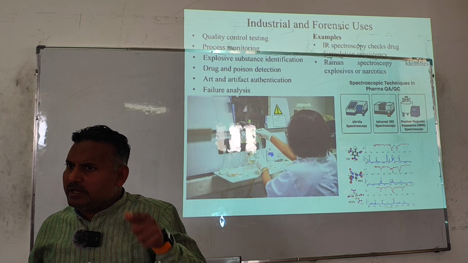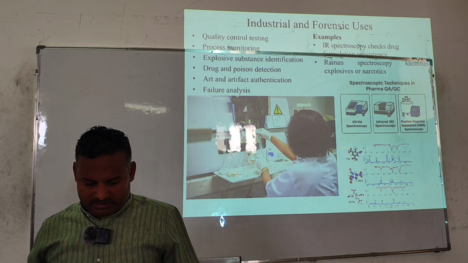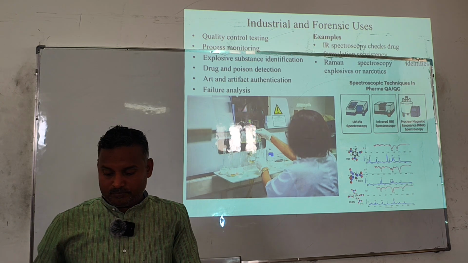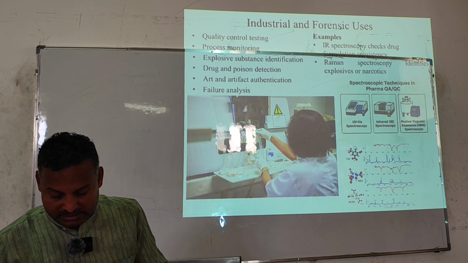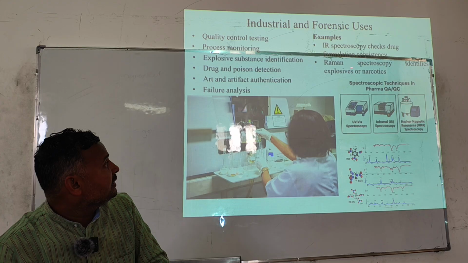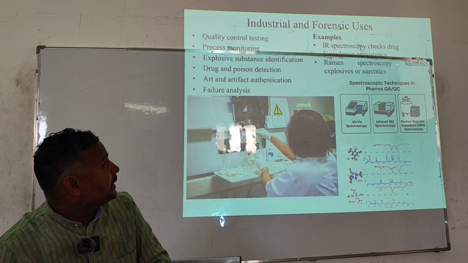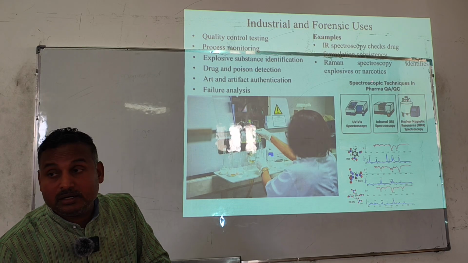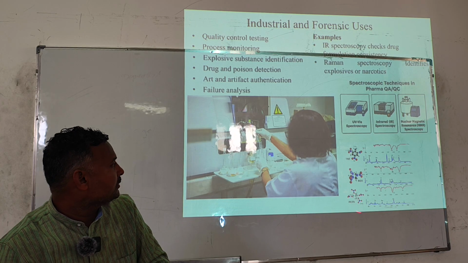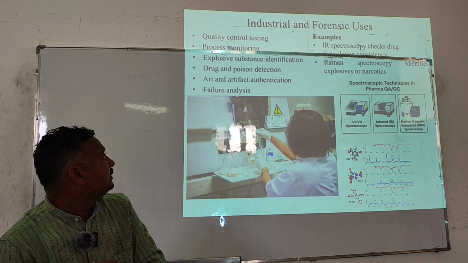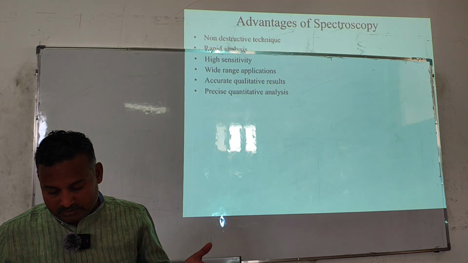In forensic labs, what do we have? These spectroscopic instruments. Okay? See, for example, IR spectroscopy checks drug formulation consistency. Raman spectroscopy identifies explosives or narcotics. Spectroscopic techniques in pharma: UV, IR and NMR, and we have spectra like this, and these are the kinds of instruments we have.